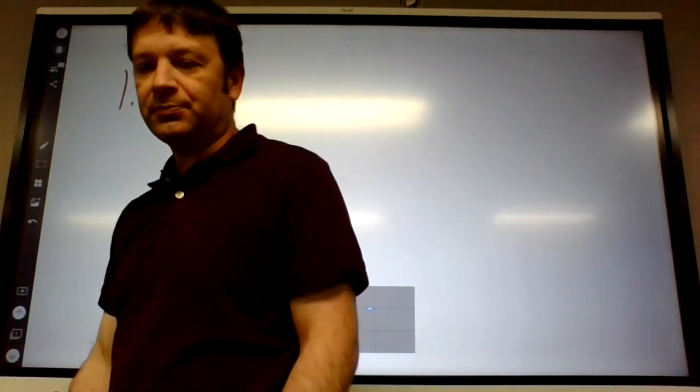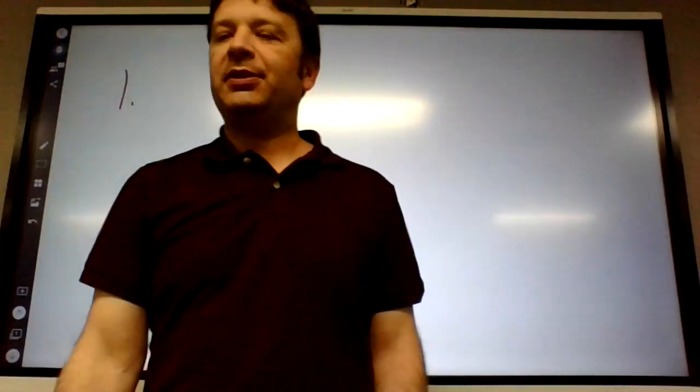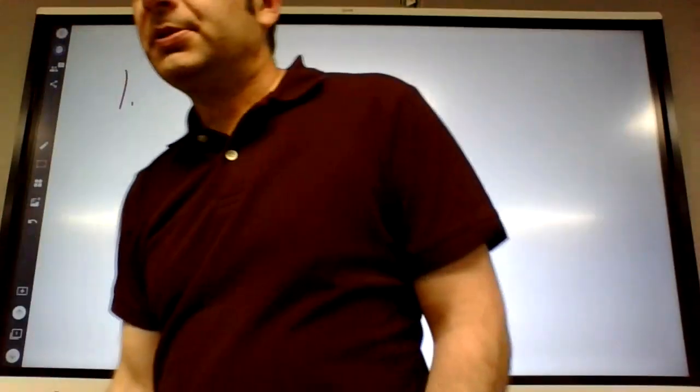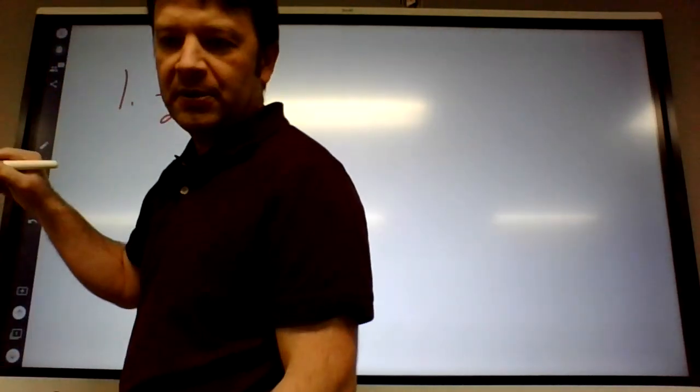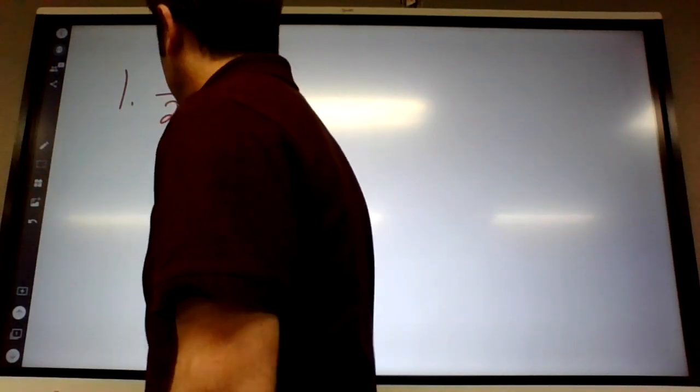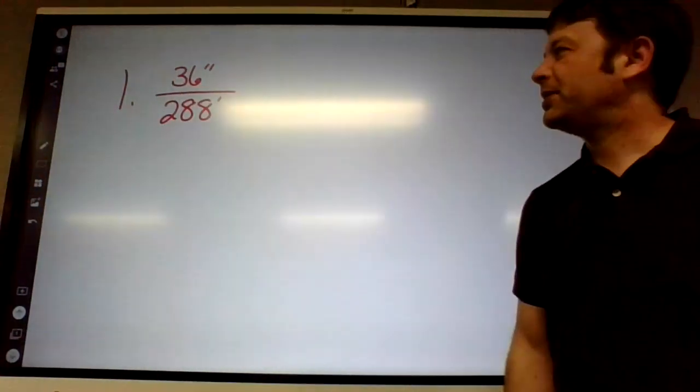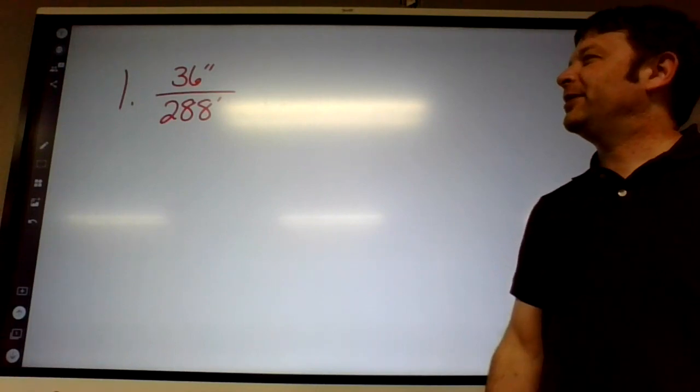Number 1. Find the scale factor for a 36-inch tall scale model of the 288 feet tall United States Capitol building. So the scale factor just means the ratio between the parts. So a 36-inch tall scale model compared to a 288 feet tall building. Okay. Now, there's a problem.